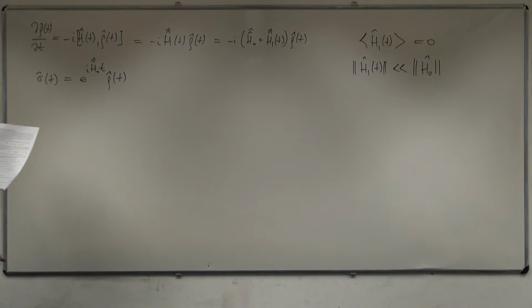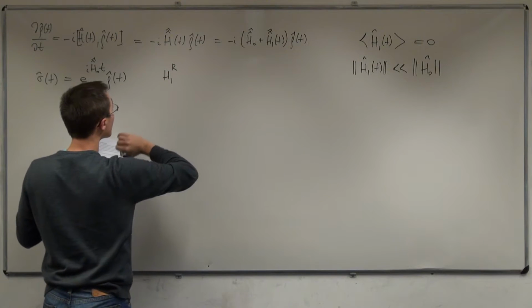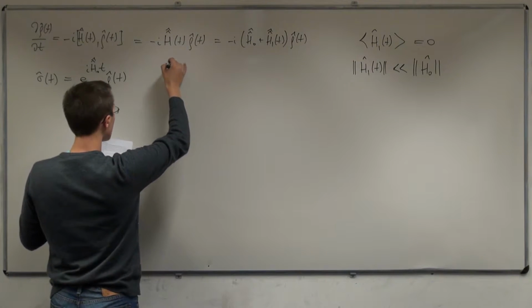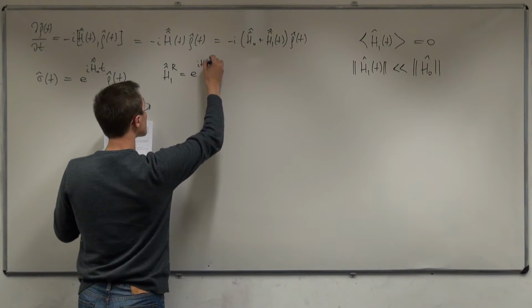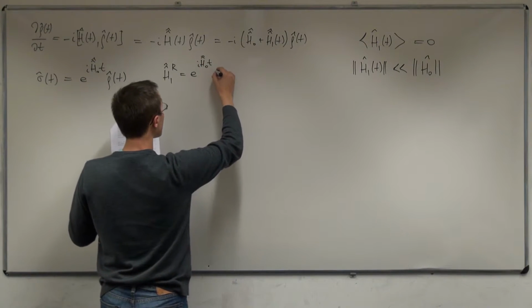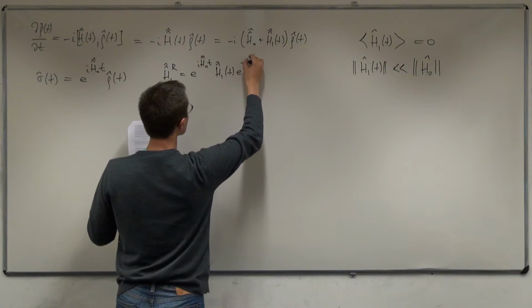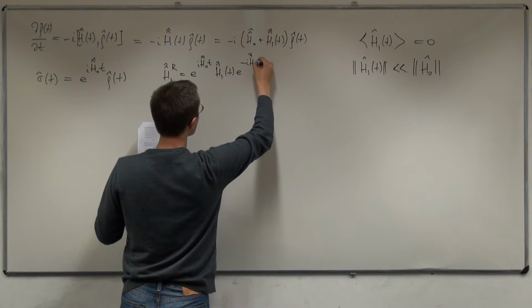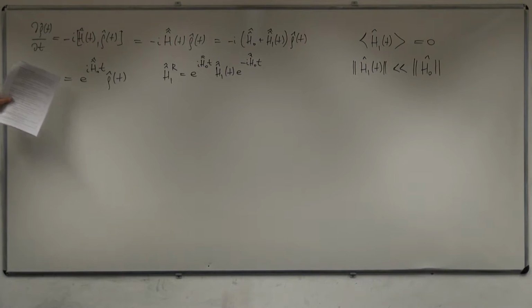So that, and the new Hamiltonian H1R double hat, would be e^(iH0t) H1(t) e^(-iH0t). So let us substitute this new notation into the equation and just see what happens.